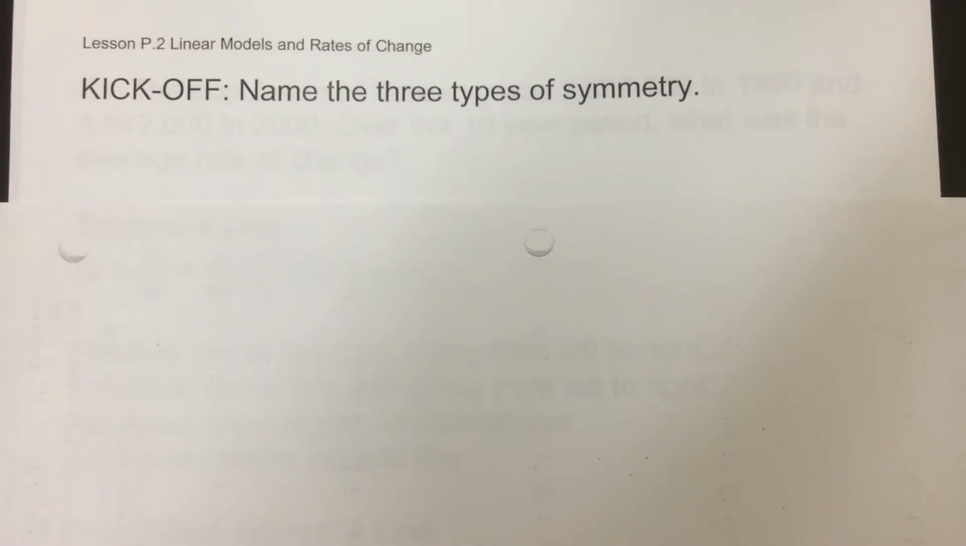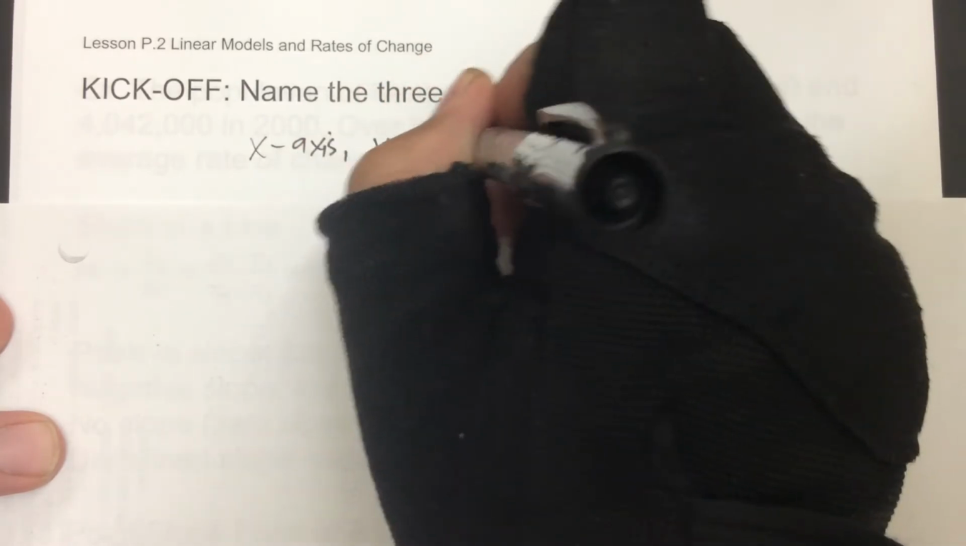All right, so this is lesson P2, linear models and rates of change. So starting off with the kickoff, those three types of symmetry is what we talked about the last time. Those are the x-axis, y-axis, and origin.